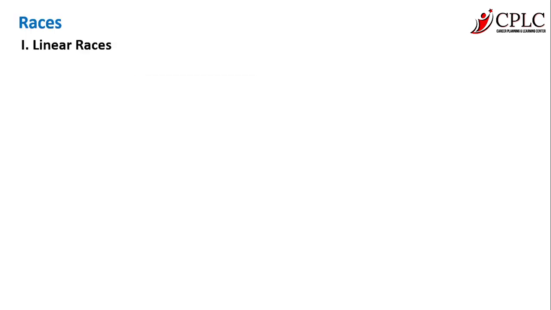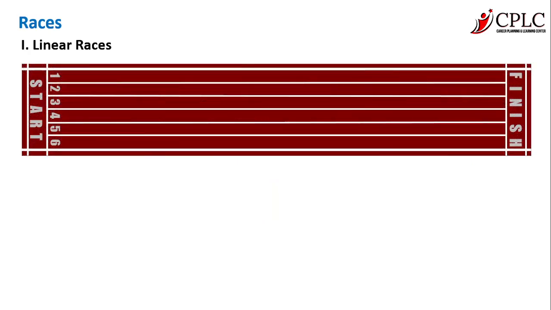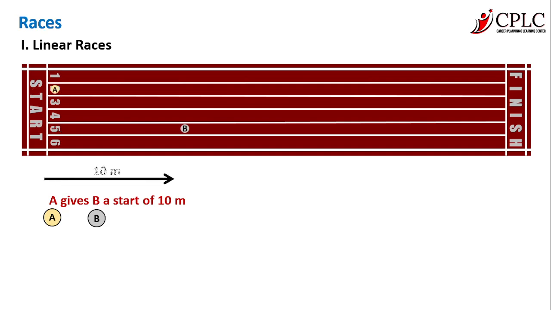Linear races basically simply means that people are going to run in a straight line. So there are some concepts that are associated with this. Basically, we have to analyze a few statements and see what the interpretations of them are. For example, the first one says that A gives B a start of 10 meters. Now, let's say you want to explain this to a layman. What this simply means is that A will let B run for the initial 10 meters and then A starts running. So once B has completed 10 meters, then A starts running.